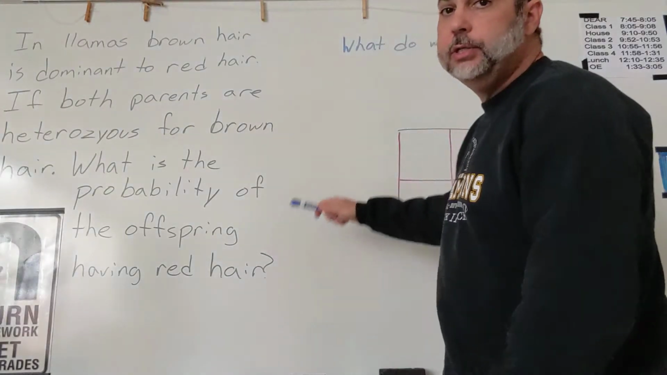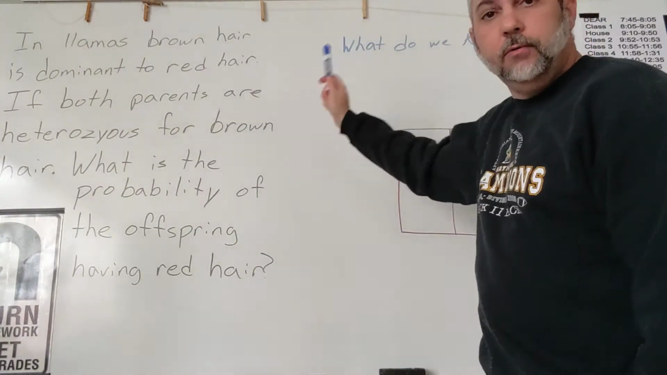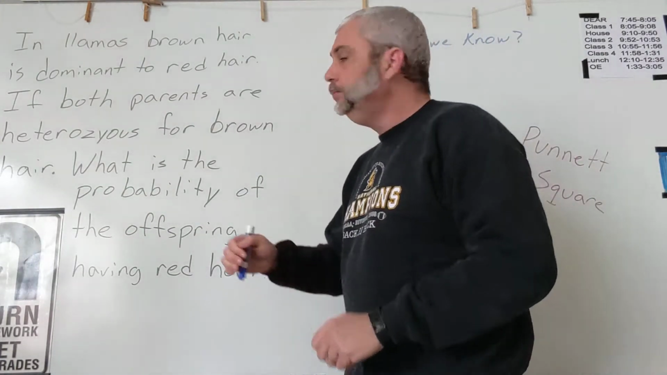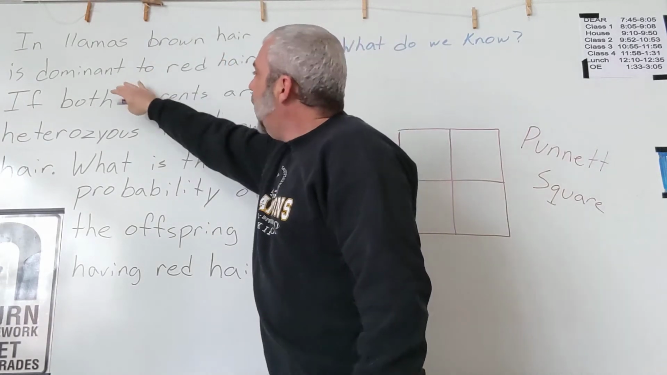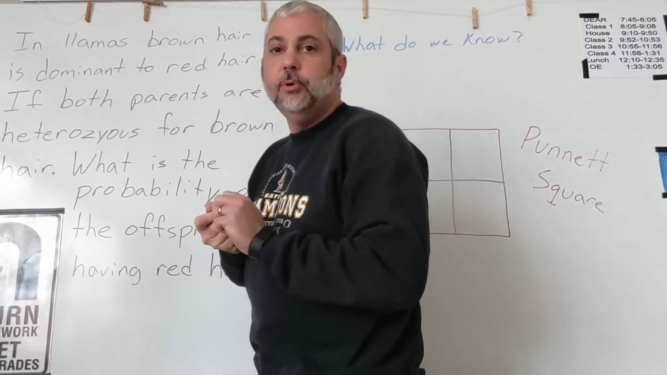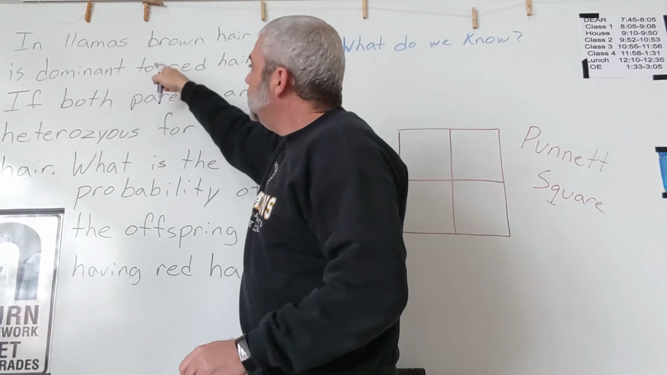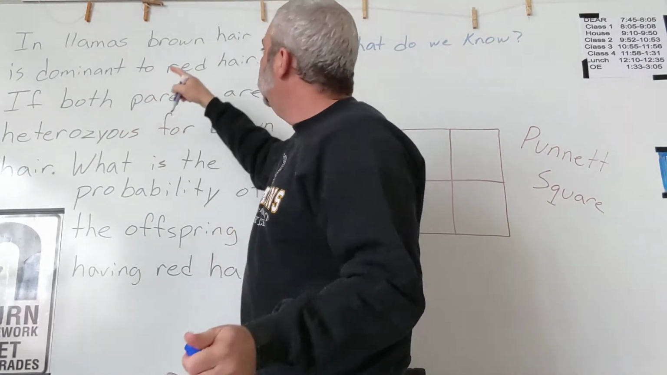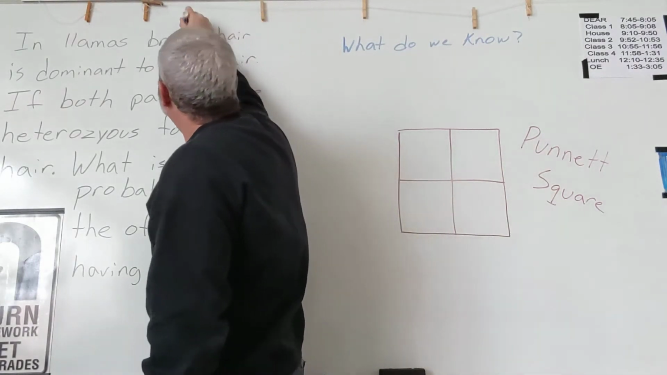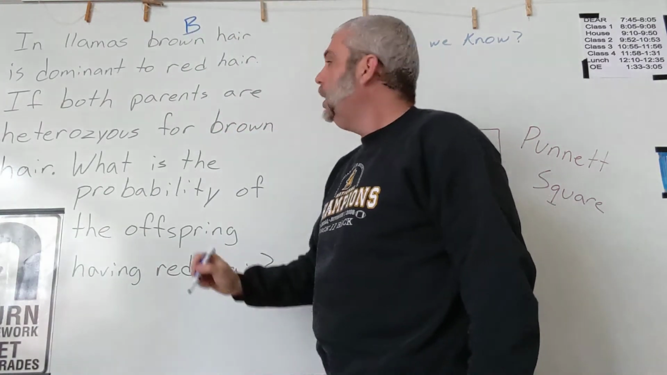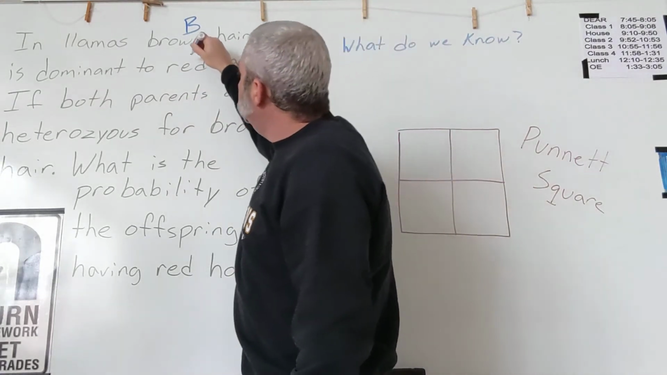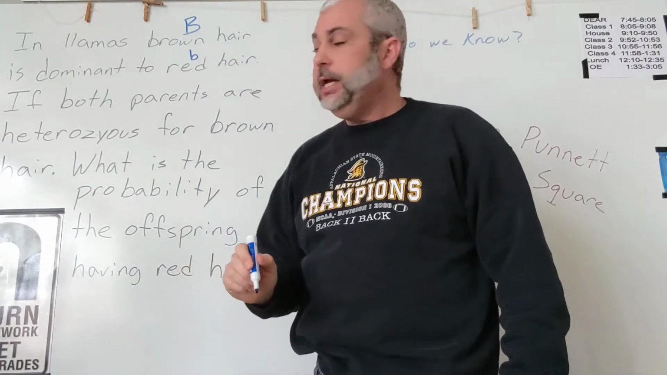All right, so with our question, we need to ask ourselves, what do we know from the information? There are several things that you should have already picked up on. First off, we know that brown is dominant to red, and when we use our letters, our genotypes, to represent the alleles, dominant is always represented with a capital letter. So let's use the letter B to represent the brown hair. So brown is going to be capital B. And then red is not dominant. That means it is recessive. And so we're going to use a little b to represent it.